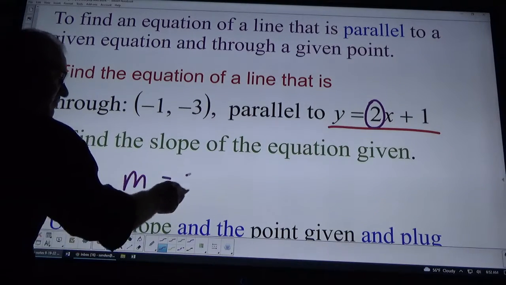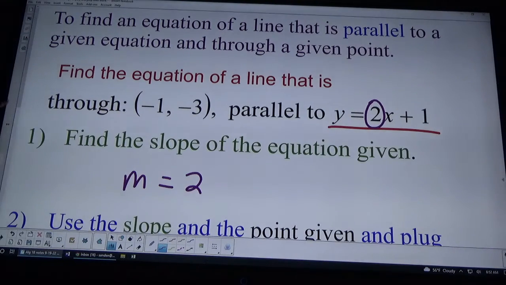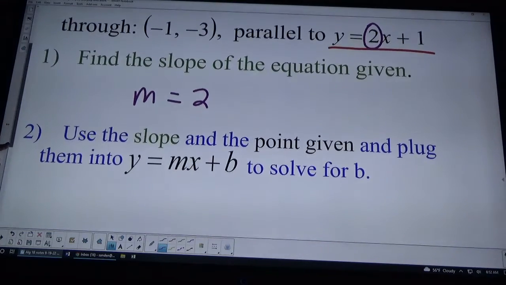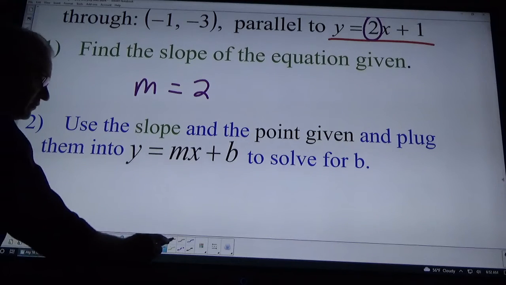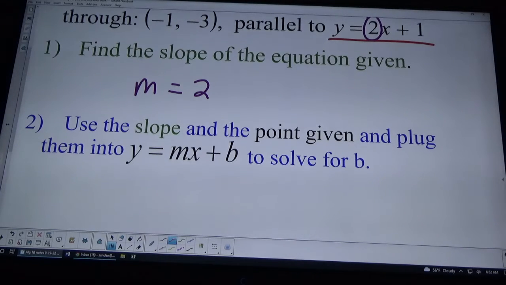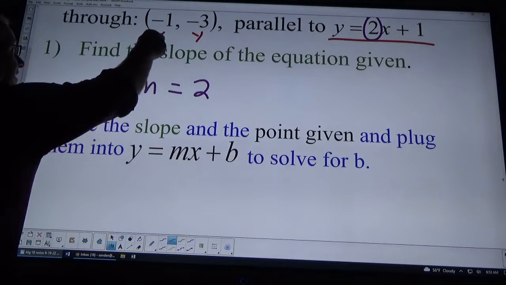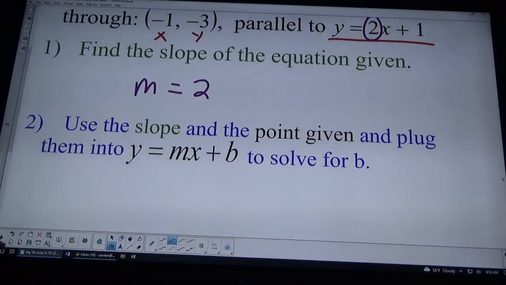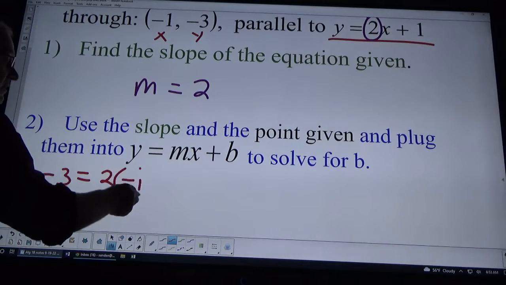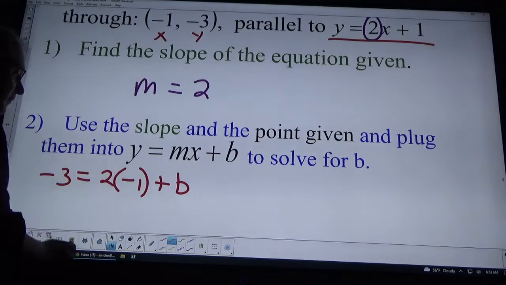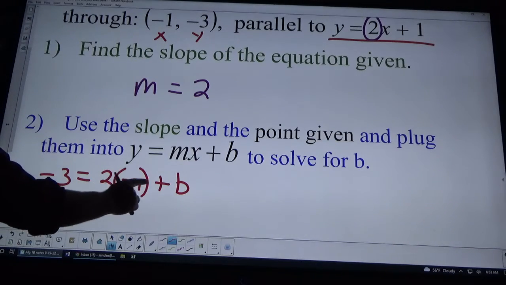M is 2. Now the second thing you're going to need to do is use the slope and the point you're given to find the equation of the line, but we need to find b to do that. So I'm going to plug in the y value, the x value, and the slope, and solve for b. Let's see, -3 equals 2 times -1 plus b. Y equals mx plus b.